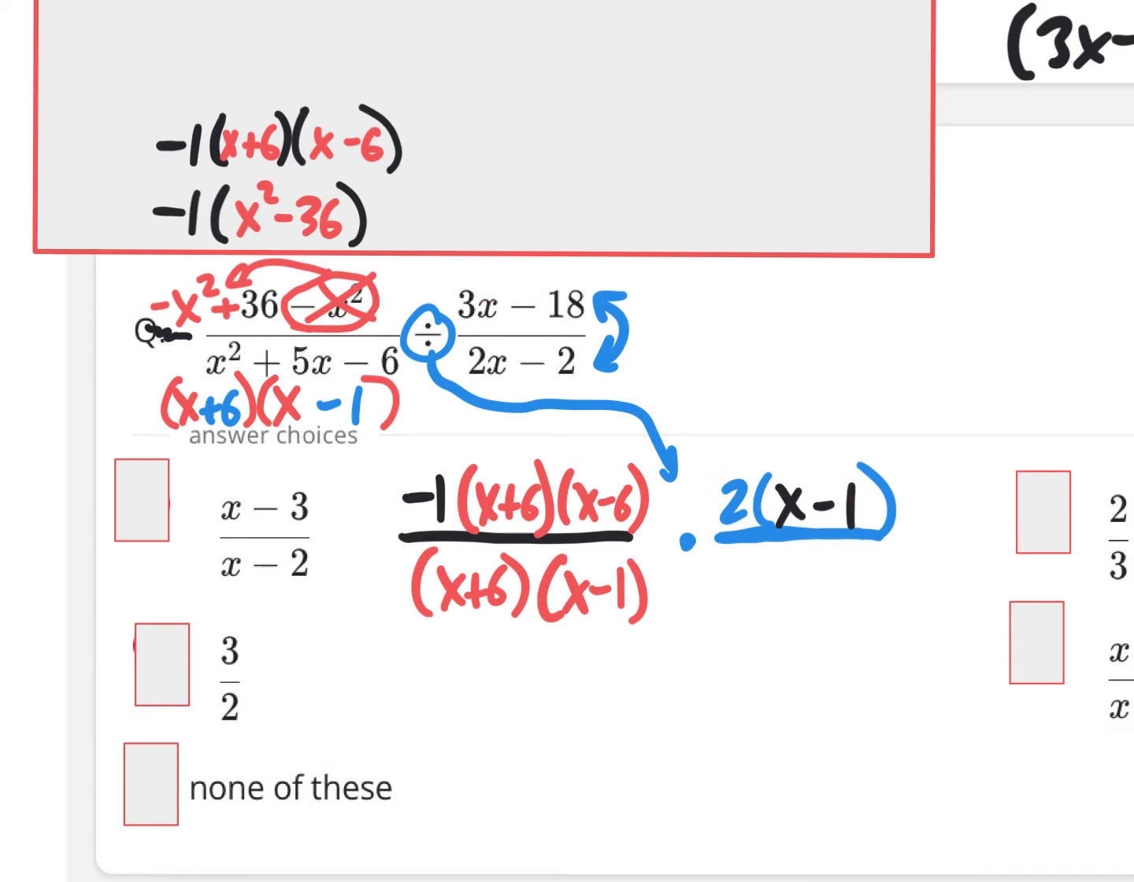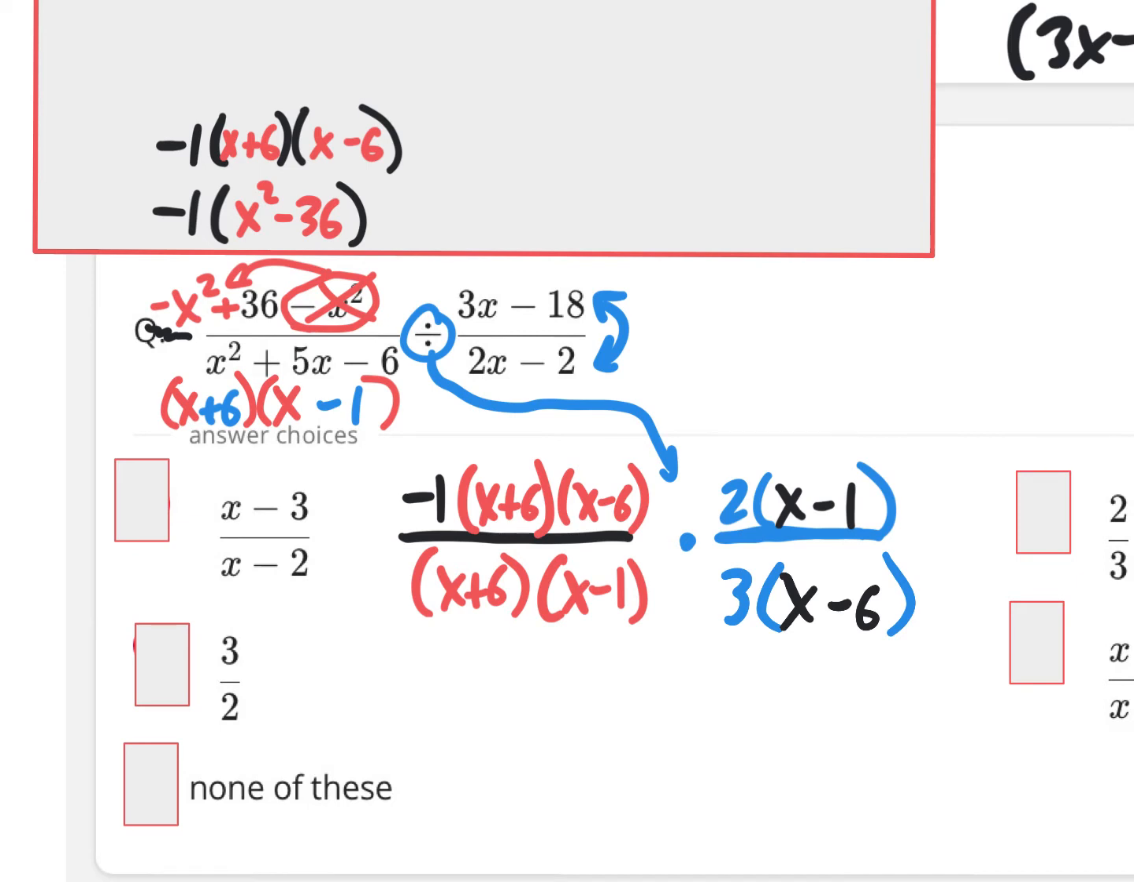When I take this 3x minus 18 and move it down, I might as well factor out what? A 3 as I move it down. And what's going to be left on the inside? X minus 6, perfect. All right, so we have completely factored all numerators and all denominators. We flipped the second fraction.